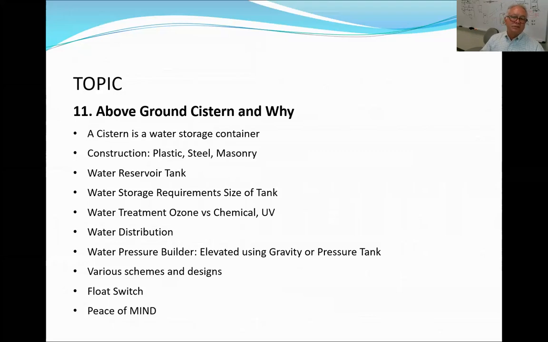Above ground cisterns. And why do we need an above ground cistern? A cistern is a water storage container that we have here. That's what we're going to be using. Construction: they're made out of plastic, steel, or masonry. The one that we're going to be using is an ABS plastic. It's a water reservoir tank.